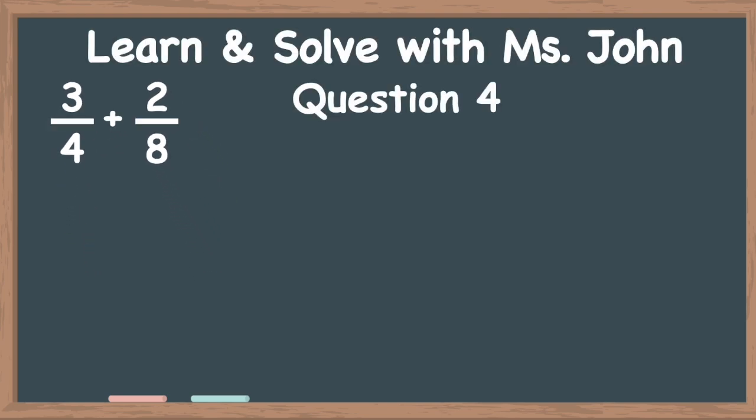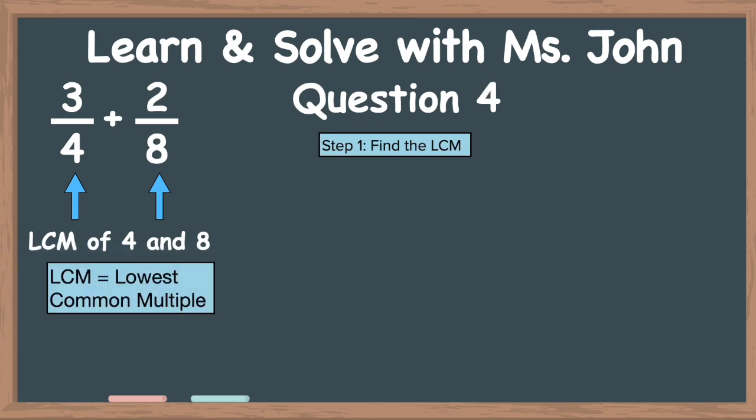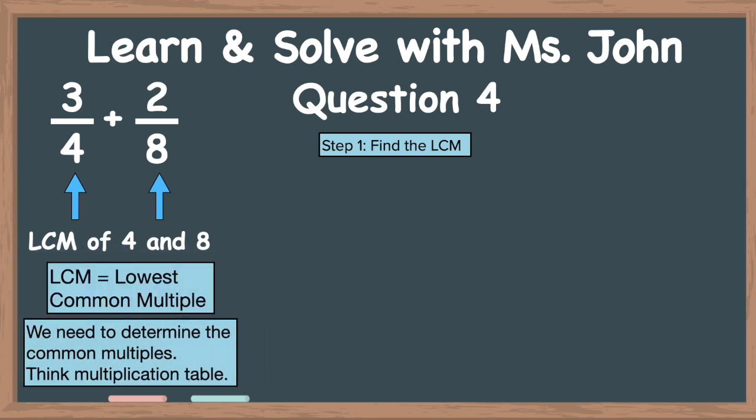So let's first start with finding the LCM. We've got to find the LCM of 4 and 8. In order to look at the LCM of 4 and 8, unlike the greatest common factor where you find the factors of the number, we're actually going to determine the common multiples of 4 and 8. We've got to make sure the bottom numbers are the same. So we're going to first find the multiples of 4.